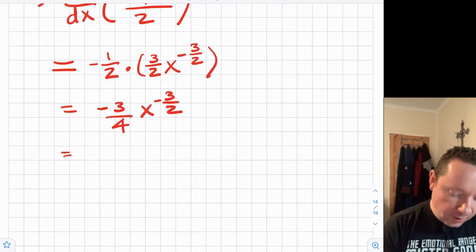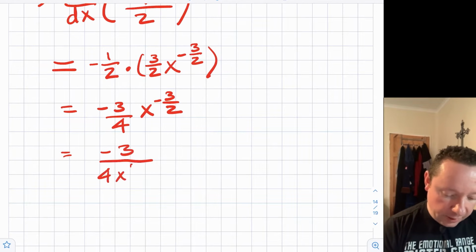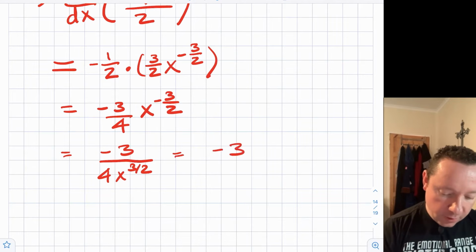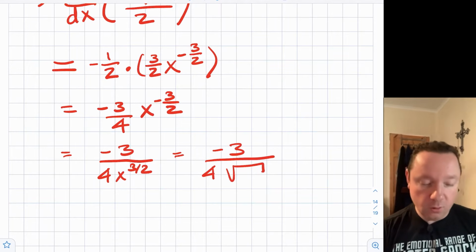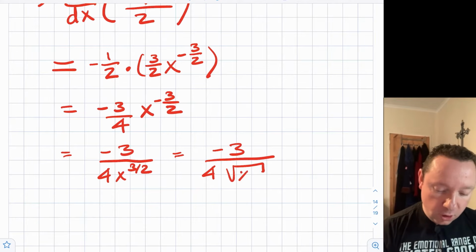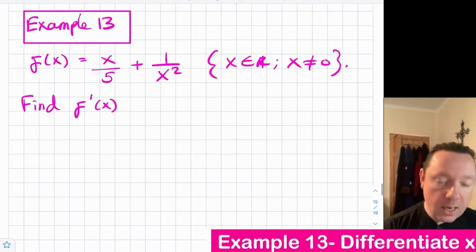So we've got minus 3 over 4x to the 3 halves to start with. And that equals minus 3 over 4, and it's a root. It's a square root because the denominator of the power is 2, of x cubed. The x cubed goes along for the ride underneath, and then the root is determined by this number, which is a square root. And that would be as done.